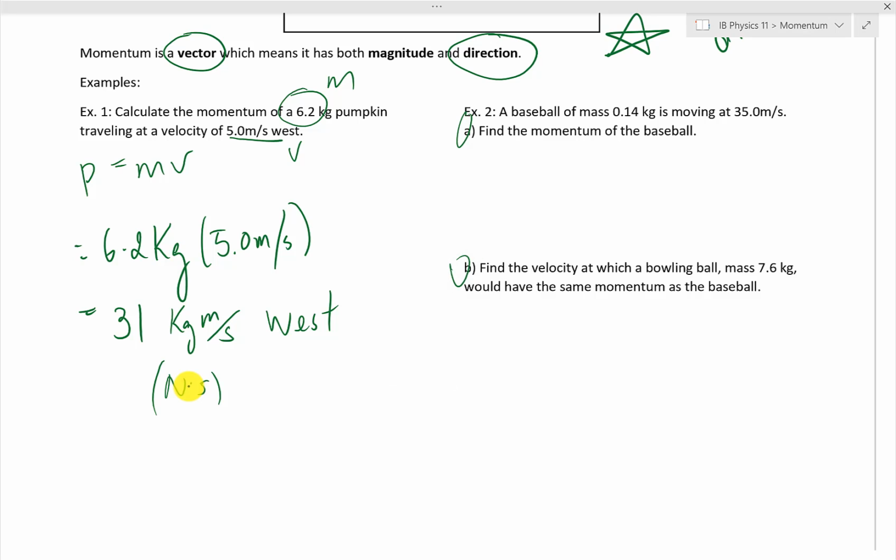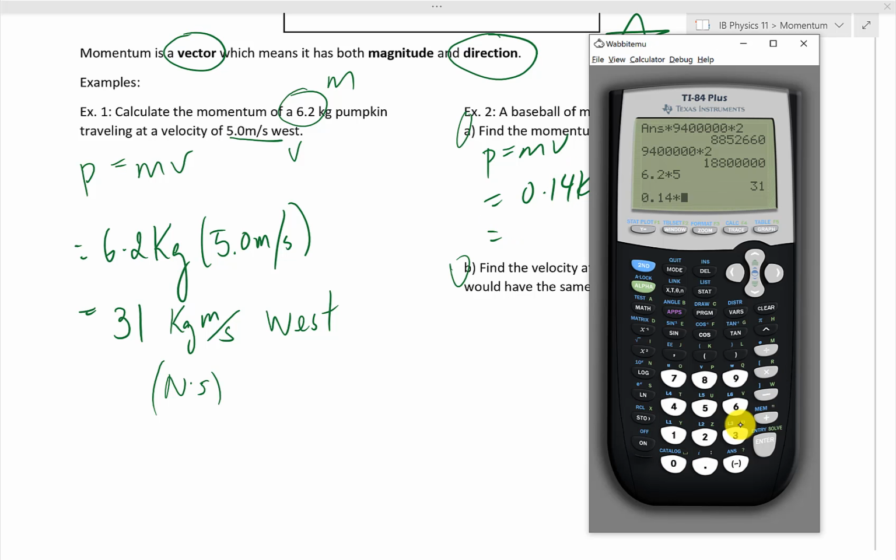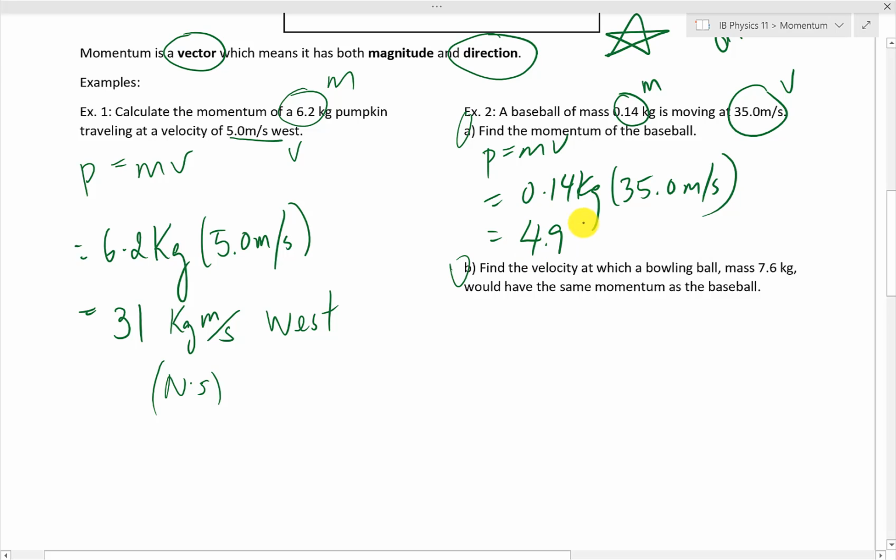Example 2, a baseball of mass 0.14 kilograms is moving at 35 meters per second. Here is the velocity, and we take the mass times the velocity, which is just 0.14 kilograms times 35 meters per second. We get 4.9 kilograms times meters per second, and let's double check the directions. It doesn't say. Okay, so if the question doesn't say the directions, you get a freebie. Here I'm just going to put a positive sign in front in case we have the baseball traveling in the opposite direction, which it's not, luckily.